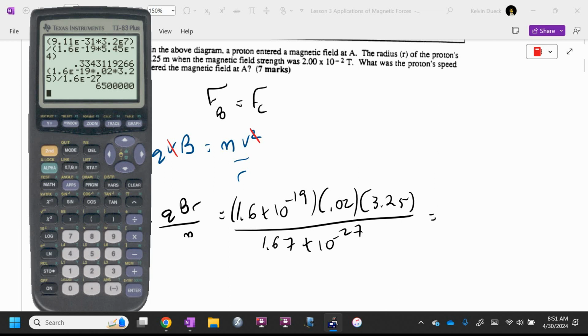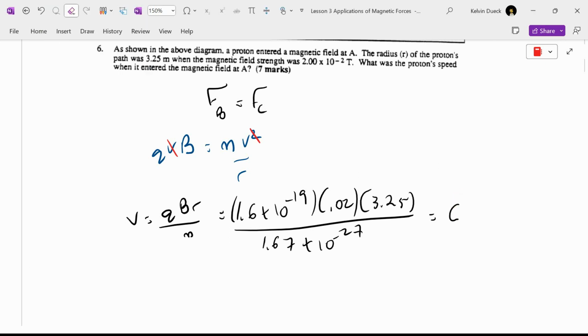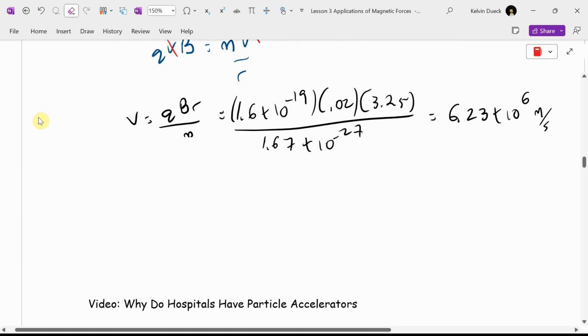1.6, 3.25. Oh, I missed the 7 on the bottom. There we go. I was going, how can that work out evenly? Because 1.67, I'm pretty sure that's a prime number. There we go. So what do we have? 1, 2, 3, 4, 5, 6. 6.23 times 10 to the 6th. And that's going to be meters per second. Put your pencils down, look up.